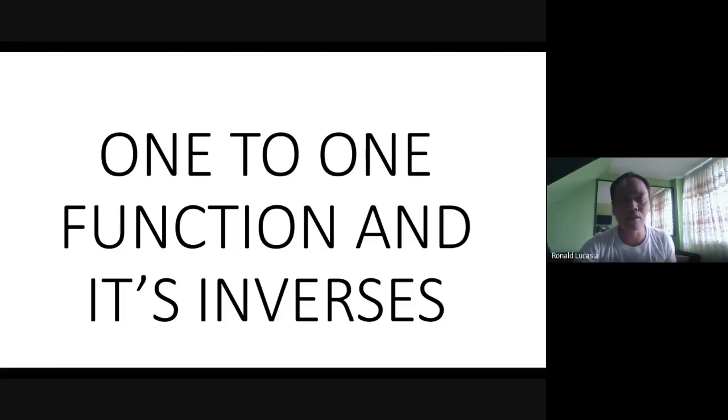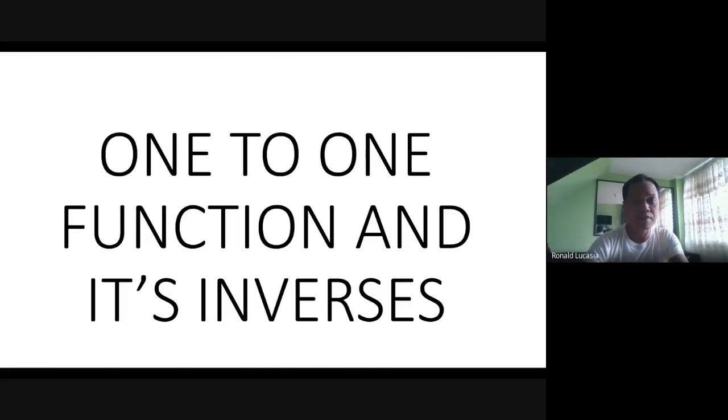When we had the lesson about whether or not the relation is a function, we have to take a look at the x-coordinate. The x-coordinate must be unique. Wala tayong pakialam kay y-coordinate whether it's unique or not. For as long as the x-coordinate is unique, then the given relation is a function. So not all functions are one-to-one.